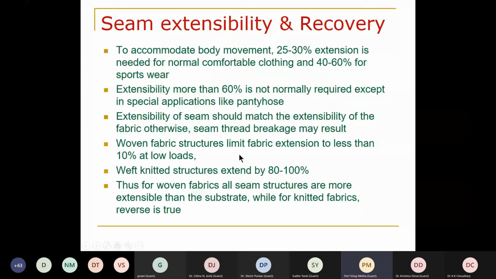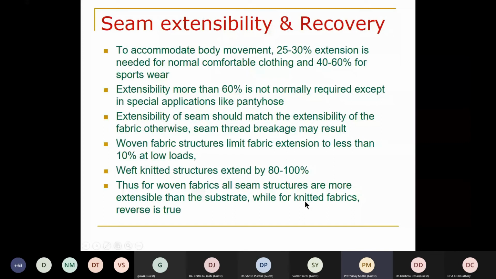And extensibility of the seam should match the extensibility of the fabric. Otherwise, the seam thread breakage may take place. So accordingly, the stitch type and the sewing thread have to be selected. Woven fabric structures limit the fabric extension to less than 10% at low loads, and weft knitted structures extend by 80 to 100%. And thus for woven fabrics, all seam structures are more extensible than the substrate, while for knitted fabrics, it is the reverse. Knitted fabric itself is more extensible, but when we put stitches, they are limited to a certain extent.